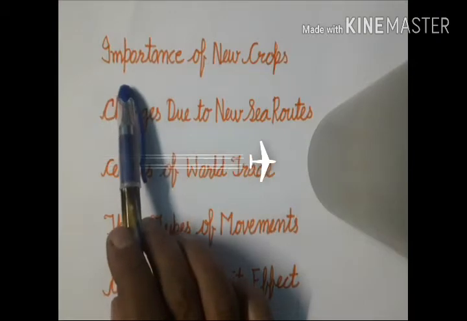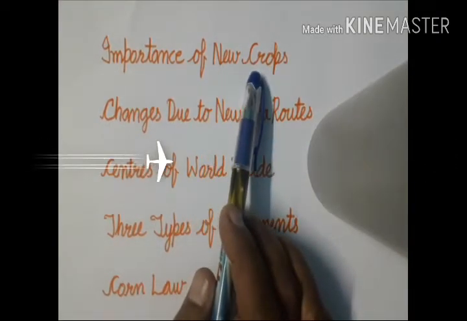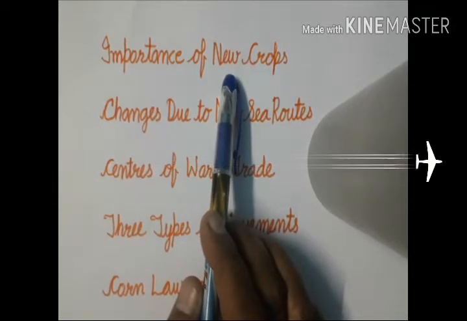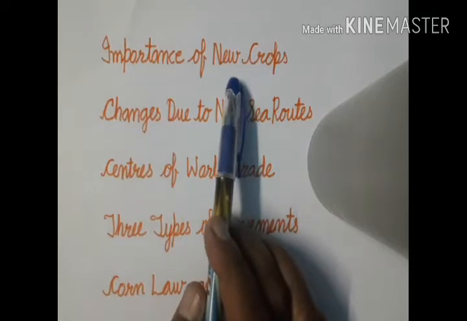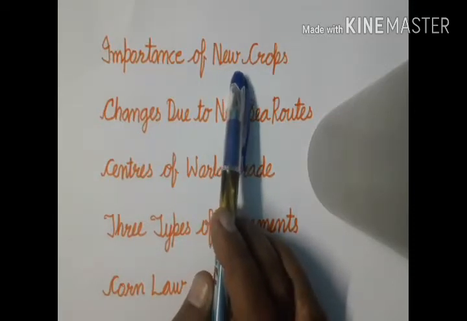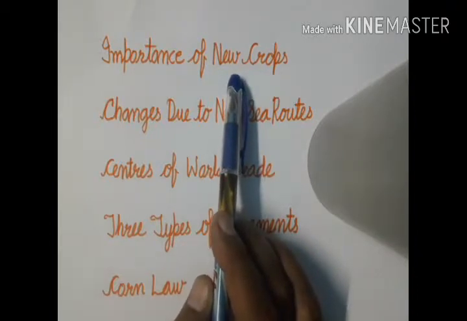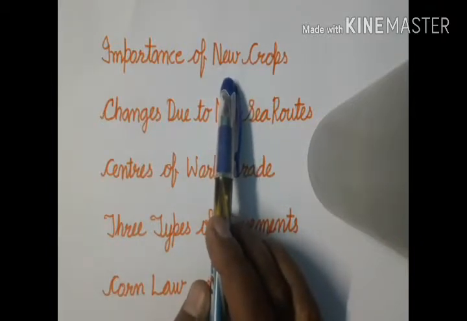Students, our next point is importance of new crops. New crops keep importance in the lives of the poor people. So how do they keep importance in the lives of the poor people, students? With the introduction of potatoes in Europe, the poor began to eat better and live longer.